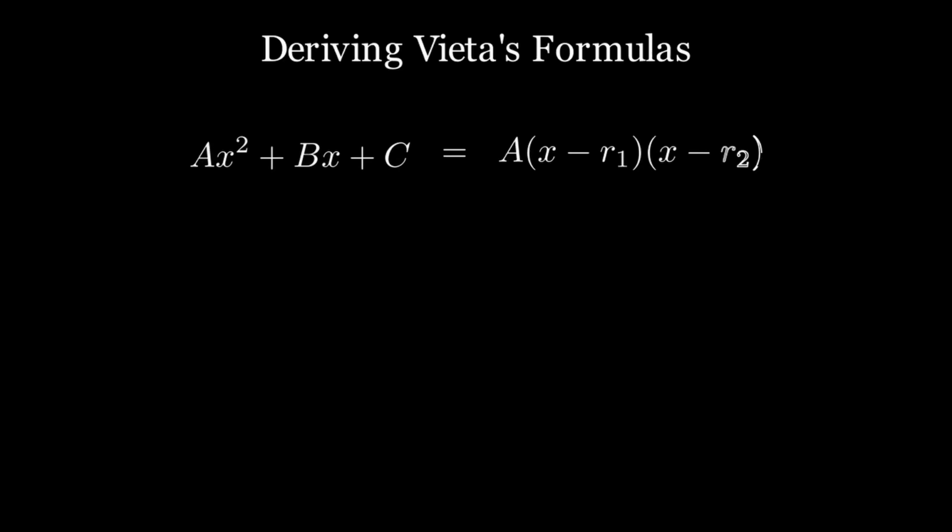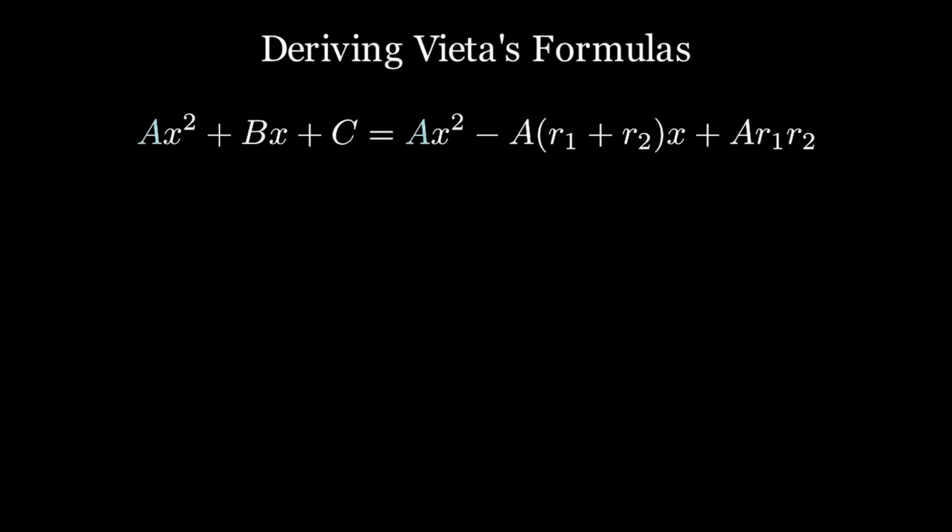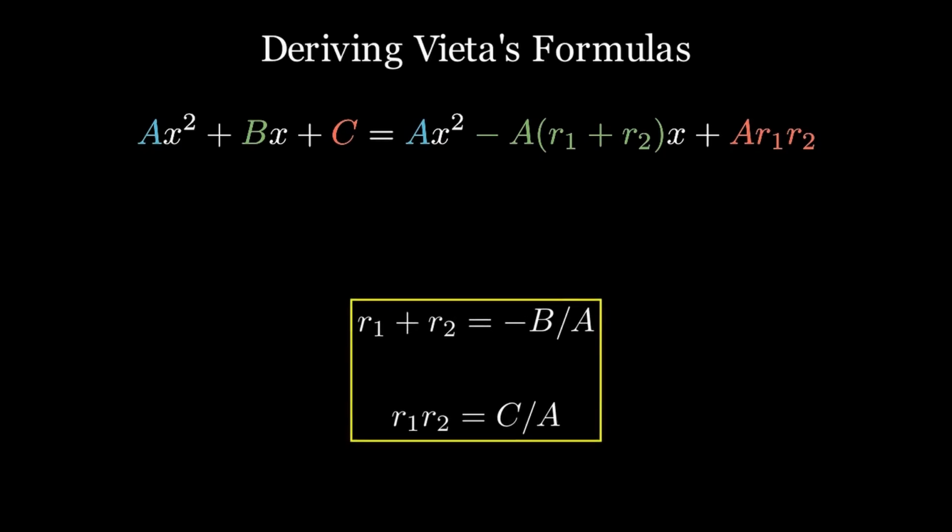Take any quadratic ax squared plus bx plus c. This can be rewritten into a factored form with the leading coefficient multiplied by x minus the roots. Multiplying this out and organizing the terms, we can match the coefficients of like terms. This gives us b equals negative a times the sum of the roots, and c equals a times the product of the roots. Rewriting this, we get Vieta's formulas.